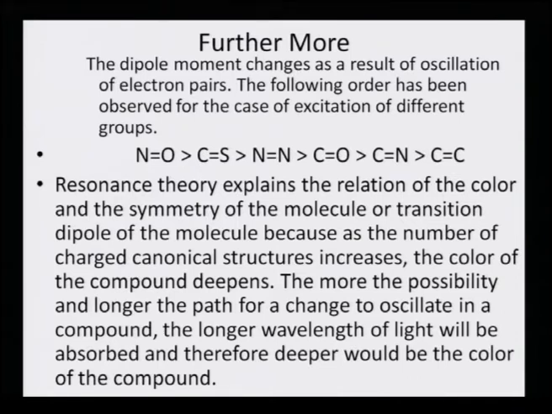Resonance theory explains the relationship of color and symmetry of the molecule or transition dipole of the molecule, because as the number of charged canonical structures increases, the color of the compound deepens. The more the possibility, the longer the path for a charge to oscillate in a compound, the longer the wavelength of light that will be absorbed, and therefore, deeper would be the color of the compound. So, it all depends on how many canonical structures can be written, and the canonical structures occur due to the resonance between the different participation of the lone pair with the pi electrons. So, it is all classical organic chemistry based fundamentals which need to be revived when we look at the valence bond theory of understanding the color and the constitution, because everything is very systematic.